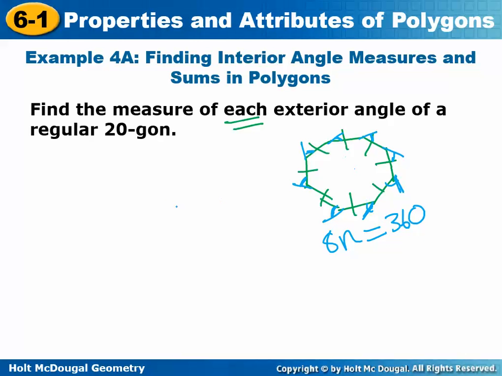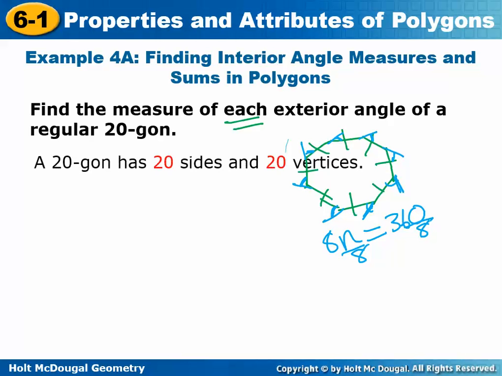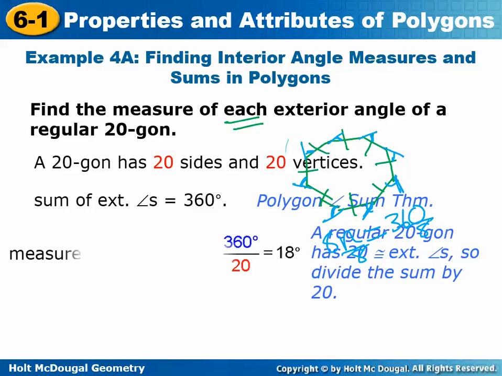But this is a 20-gon, not an 8-gon. So in an octagon, you would just take this, divide by 8, and you'd get your answer. In a 20-gon, you do the same thing, except it has 20 sides. So the measure of one exterior angle will be equal to 360 divided by 20, which is 18 degrees.